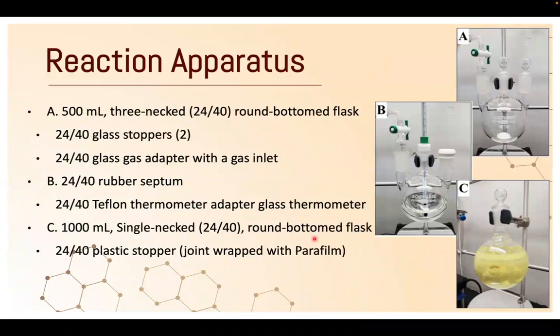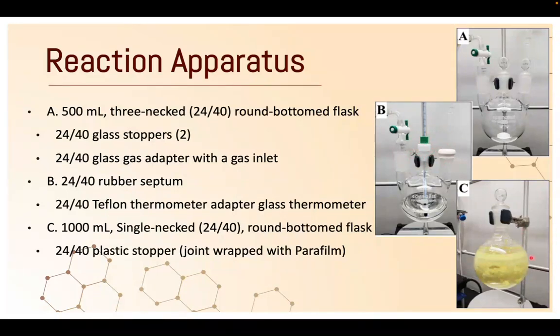Reaction apparatuses include a 500 milliliter 3-necked 24/40 round bottom flask with two 24/40 glass stoppers and a 24/40 glass gas adapter with a gas inlet, as can be seen in the upper right hand image over here. There was also use of one glass stopper that is replaced with a 24/40 rubber septum in this image over here. And later in the experiment, this second glass stopper is exchanged for a 24/40 Teflon thermometer adapter that's equipped with an ultra-low temperature glass thermometer.